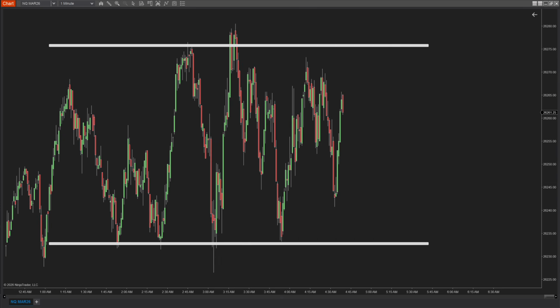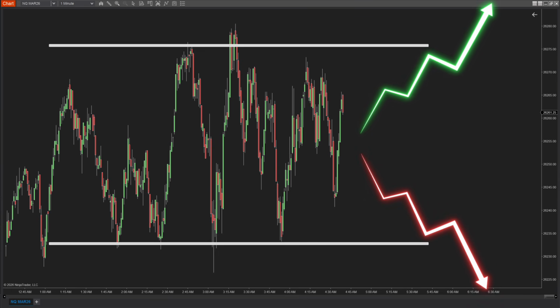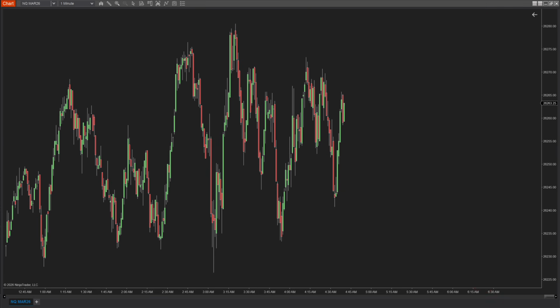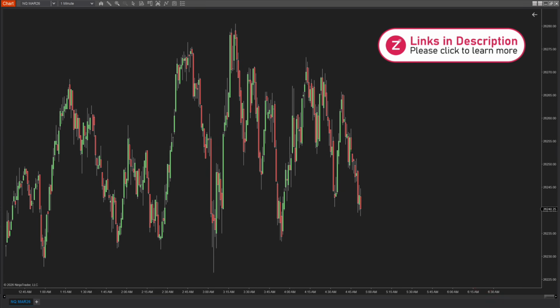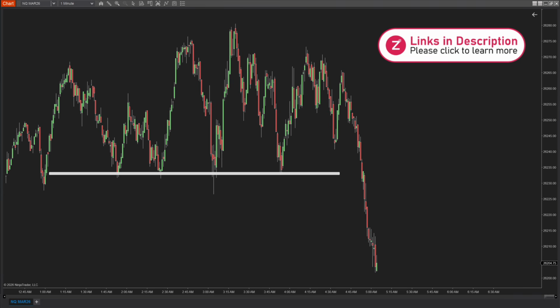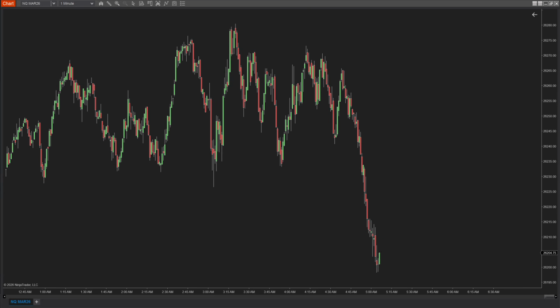Price is trading within a defined range with no clear directional trend. At this point, we cannot know in advance whether the market will break upward or downward. The only thing we know for sure is that only after price has moved can we look back and say, this was the breakout direction. And this is the reality of most breakout models.